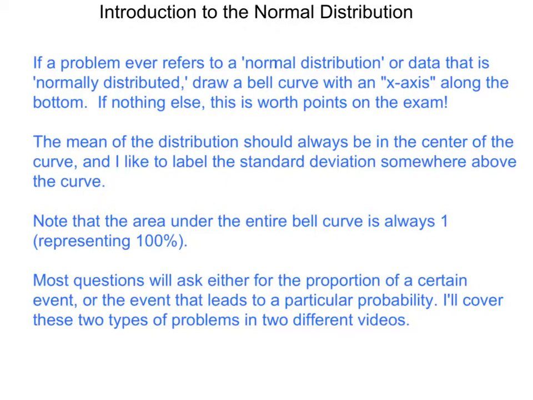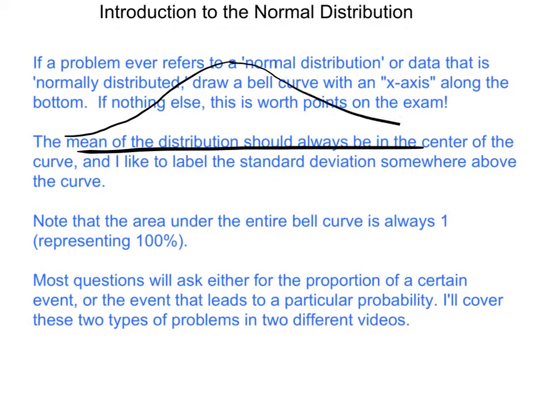When you draw that picture, the mean of the distribution should always be in the center of the curve, and personally I like to label the standard deviation somewhere above that. I don't have much space on this slide, but I'll show you what I mean. If you put an x-axis and then draw a bell curve on top of it, I'll draw a line here and say, cool, the mean, mu, is 50, if they say the mean is 50, great, you put a 50 there. The symbol for standard deviation is sigma, so I'll just put sigma equals 7 above it.